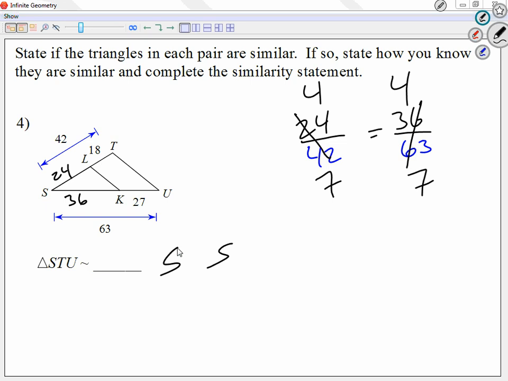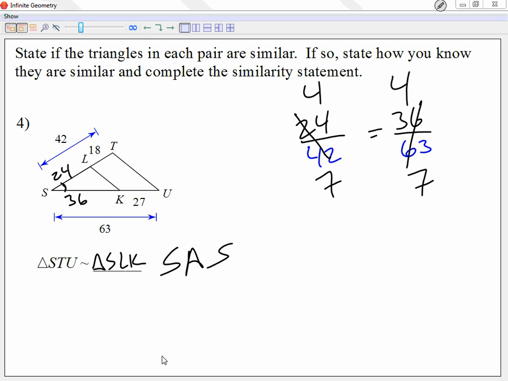It would be nice if we had the angle in between. Notice angle S is used by the little triangle and it's also used by the big triangle. So we can have angle S, and I'm going to call this side angle side. Triangle STU is similar to triangle SLK by side angle side. Since both triangles use angle S, you can use angle S, because technically angle S from the small triangle is as big as angle S from the big triangle. It's the same angle, so you know it's the same measurement.